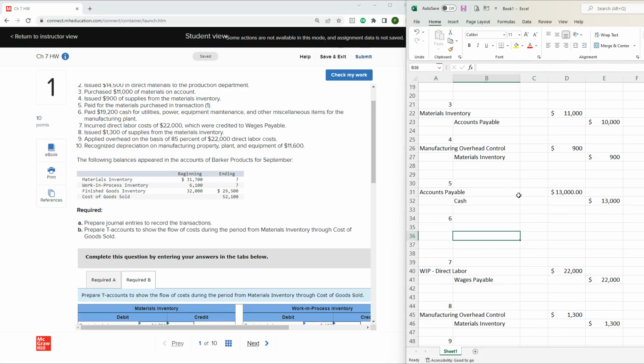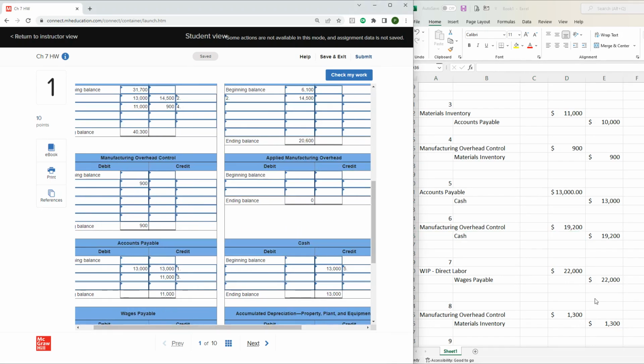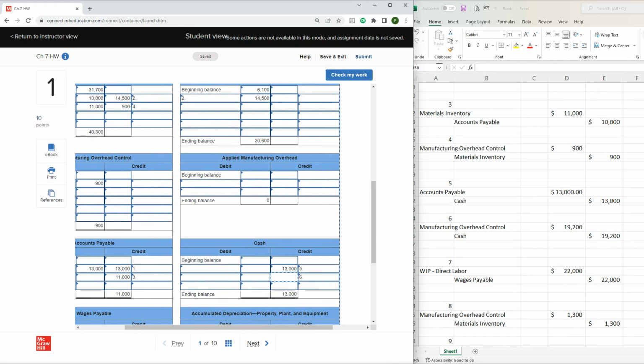And what are we going to debit? Since all of these expenses are overhead, and since these are actual expenses, we're going to debit manufacturing overhead control of $19,200. So for number 6, we're going to have a credit entry on our T account under cash for $19,200, and then our manufacturing overhead control account debited for $19,200.